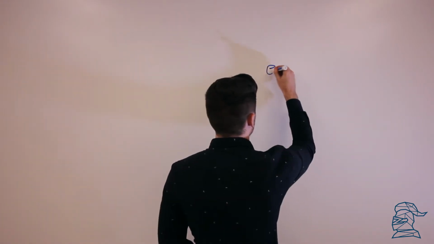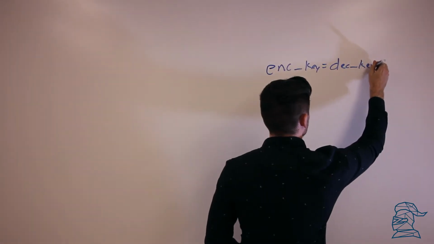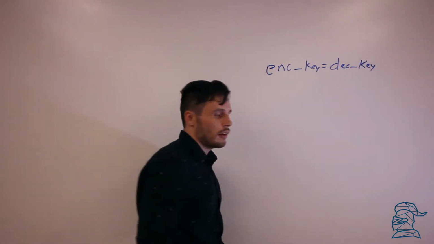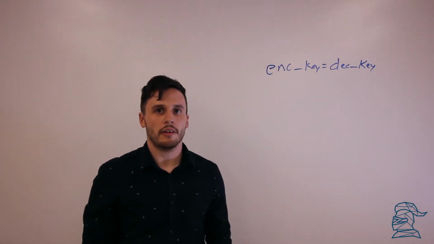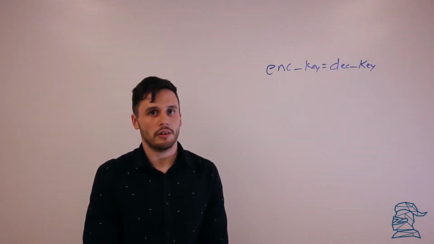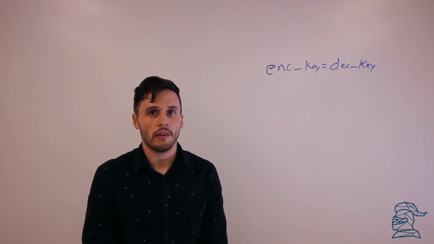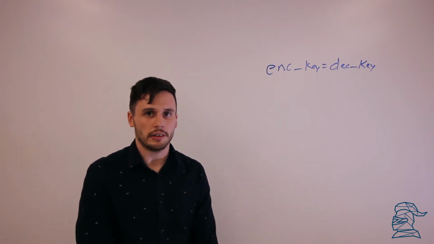Symmetric Key Encryption. The most important part of Symmetric Key Encryption is that the encrypt key equals the decrypt key. This means that if you have either the key for encryption or decryption, you have the key for both. So let's go over an example.